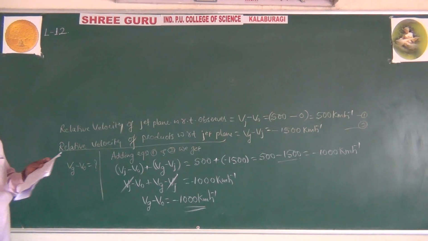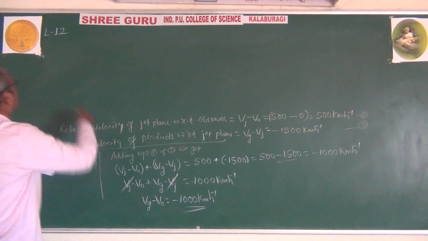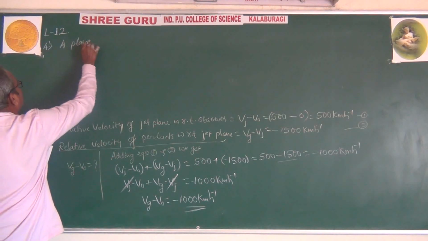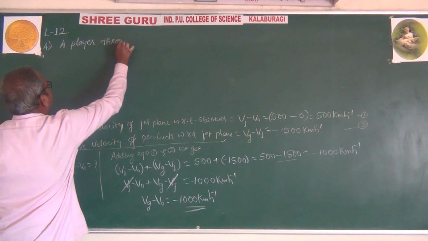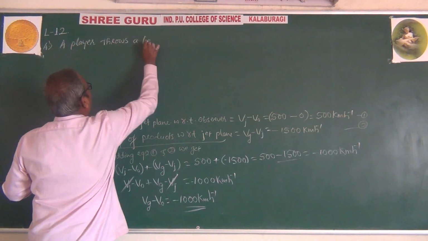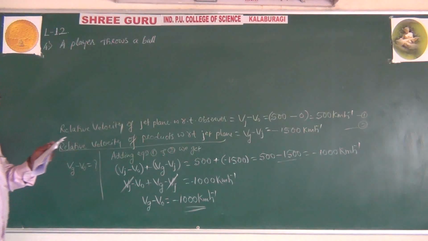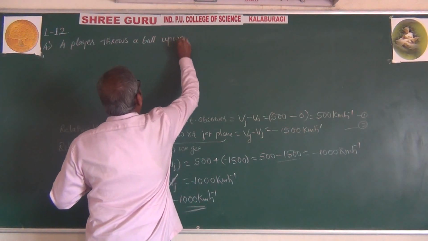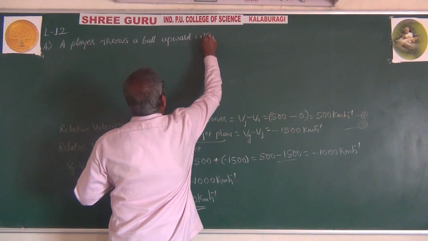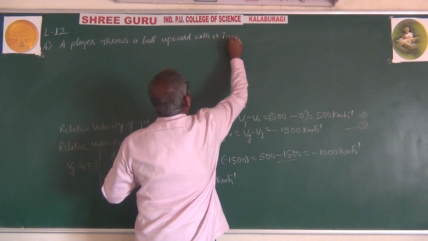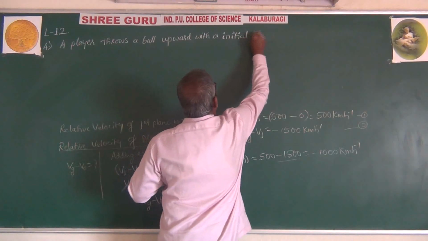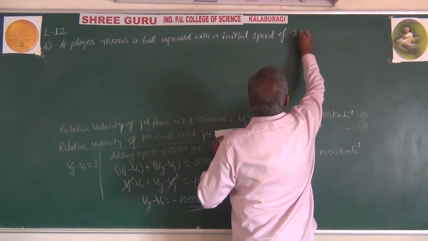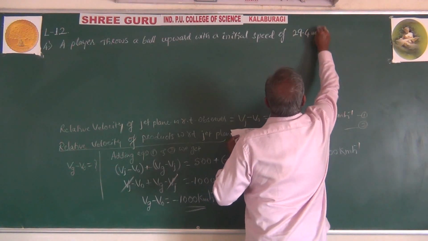A player throws a ball upward with the initial speed of 29.4 meters per second.